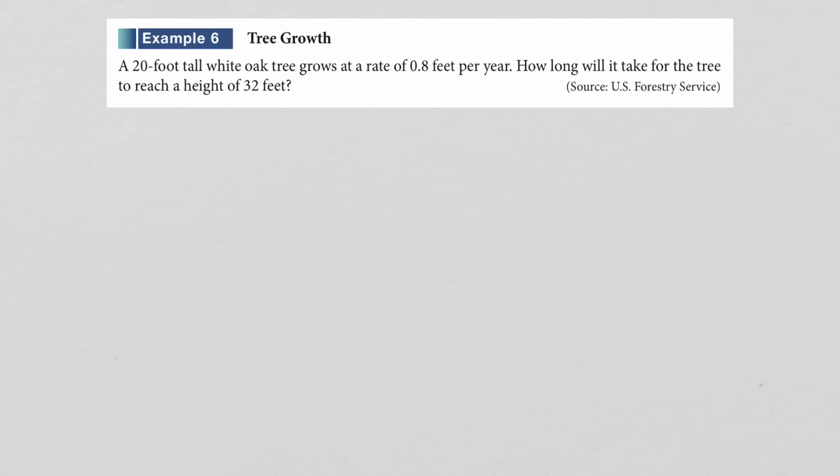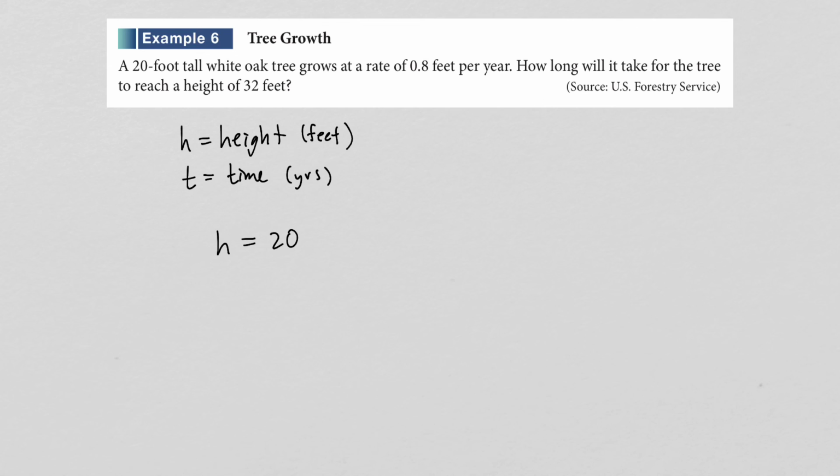Now for our final example, we're going to model tree growth using a linear equation. It says a 20-foot tall white oak tree grows at a rate of 0.8 feet per year. How long will it take for the tree to reach a height of 32 feet? Okay, so let's think about the relationship here. Let's call h the height of the tree, and let's call t time. Time will be in years, and height will be in feet. And right now, we know the height is 20 feet tall. So the height right now is 20.